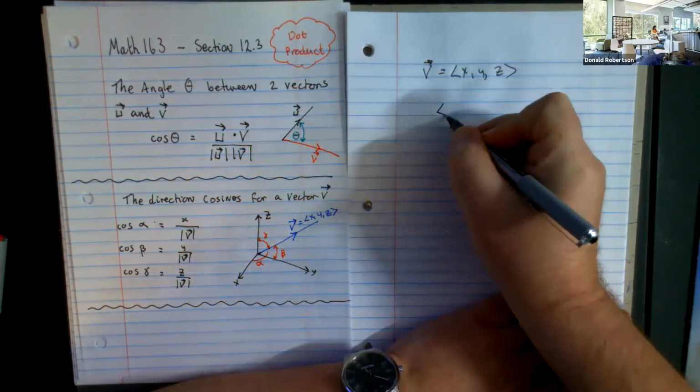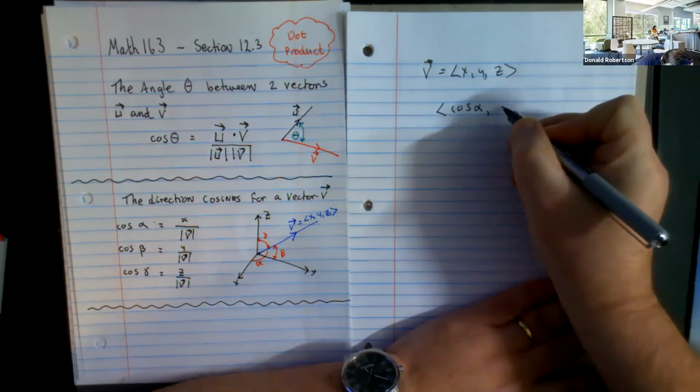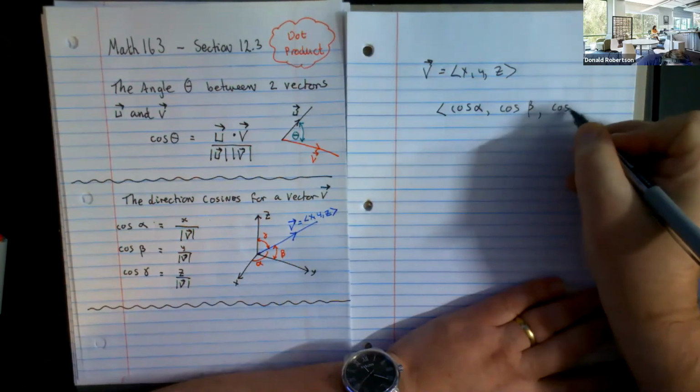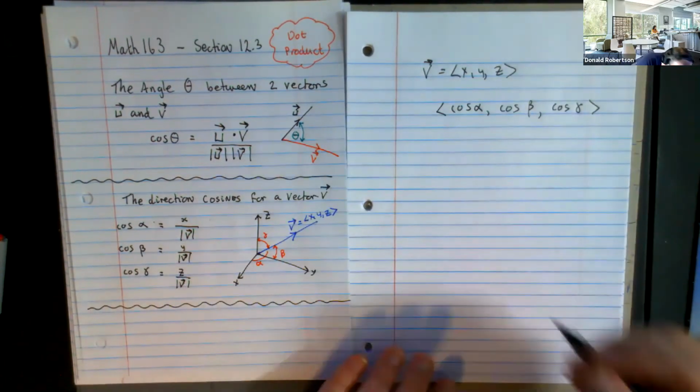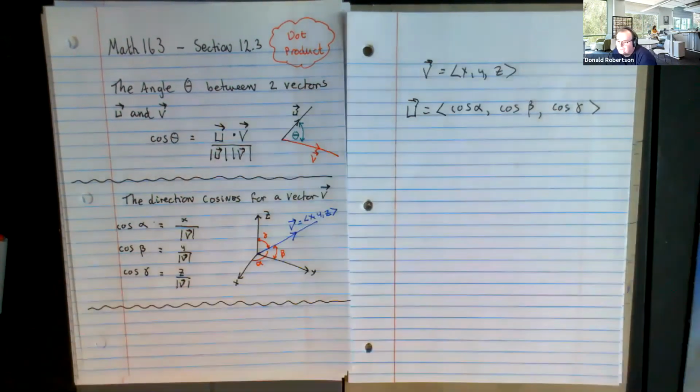If you take the cosine of alpha and calculate it, the cosine of beta and calculate it, and the cosine of gamma and calculate it, that's these three, do you know that you get the unit vector of V? Does that make sense? Why that might be the case?